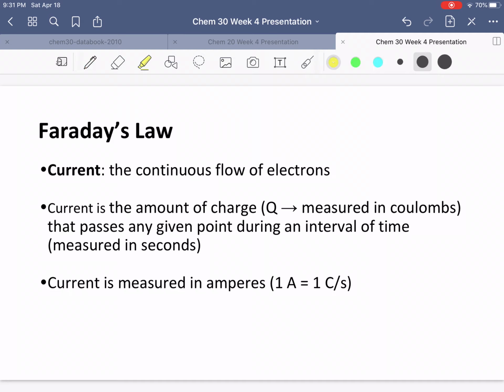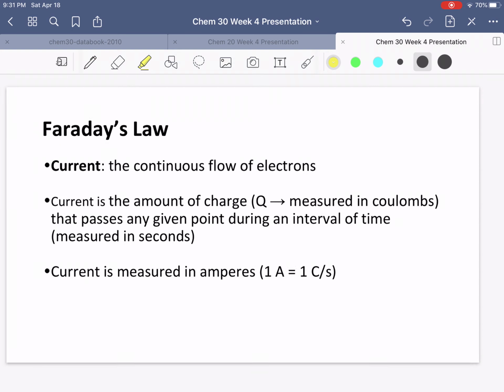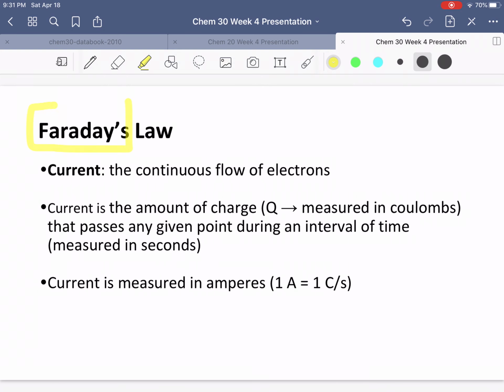Now, Faraday is the name of an individual who recognized that the amount of electrons is proportionate to the amount of a chemical that is reacting, which is really interesting. So what this means is in a reduction half reaction, there's a proportionate amount of electrons gained, and in an oxidation reaction, there's a proportionate amount of electrons lost. Now, how do you compare those portions?